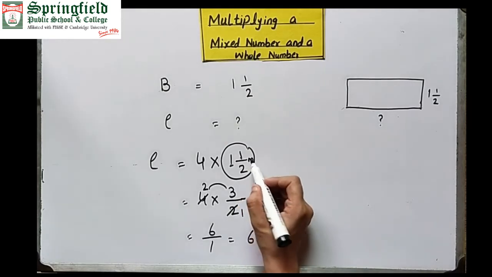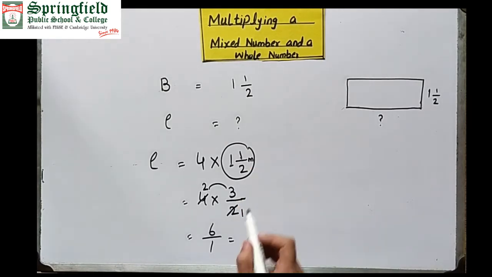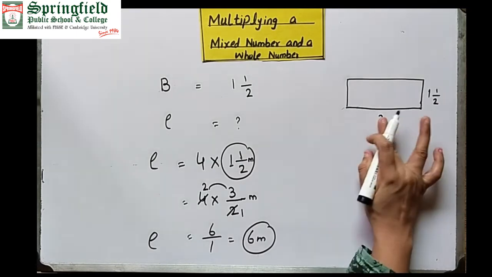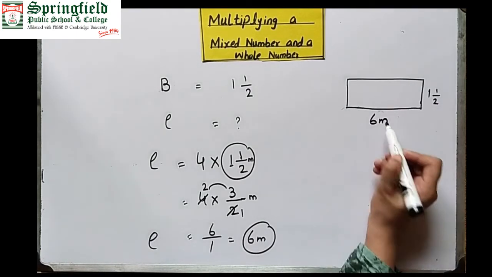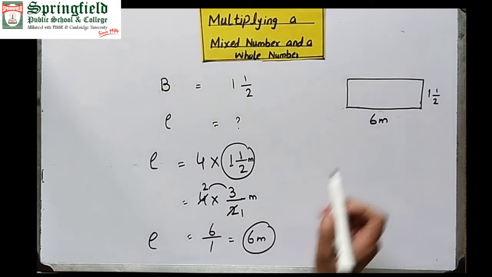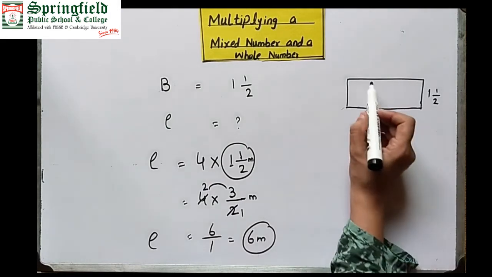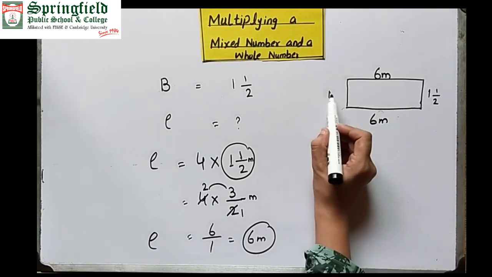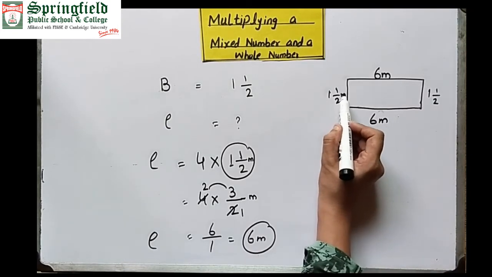Because they are saying 1 whole 1 by 2 meter, that was the breadth, and this is the length. So length is equal to 6 meter. Understood, beta? So this one is 6 meter, so this side is also 6 meter, and this one is 1 whole 1 by 2 meter.